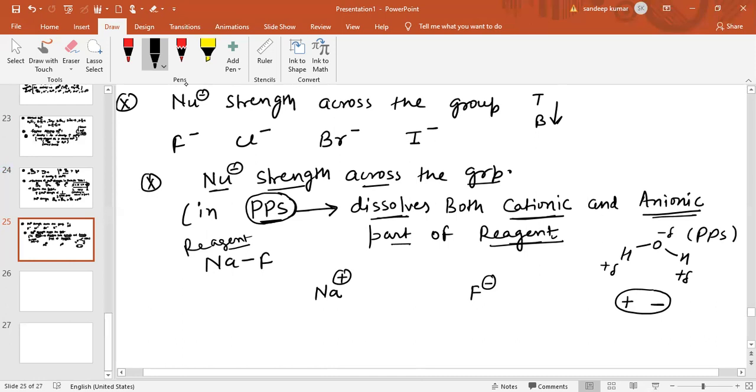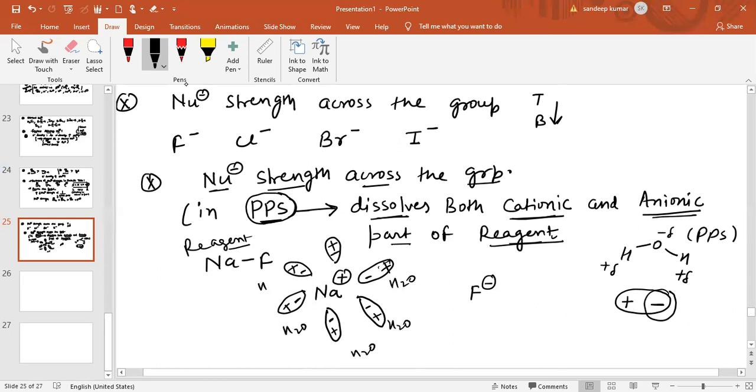So Na plus will be attracted by the negative end of water, and it will be surrounded by water in this way from all sides, by the negative end of water, while the other ends are positive. This is water, this is also water, and so on, all around.